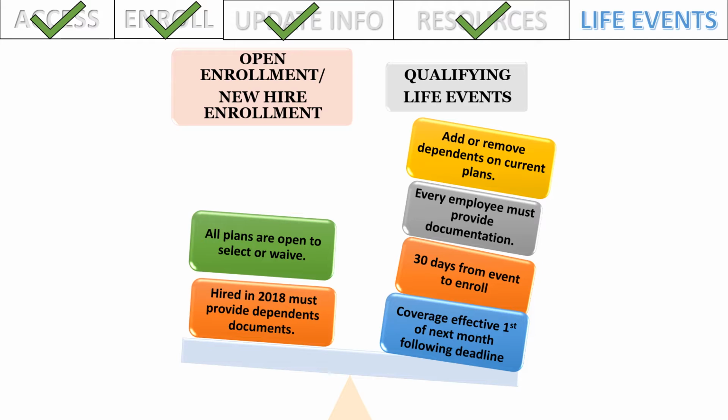In a qualifying life event enrollment, the employee is only given the option to remove or add a dependent on the current insurance. Documentation is required for every employee that completes this special enrollment. You have 30 days from the event to complete the enrollment. Your insurance will take effect the first day of the following month. Let's go back into Web Benefits to see how the life event is processed.